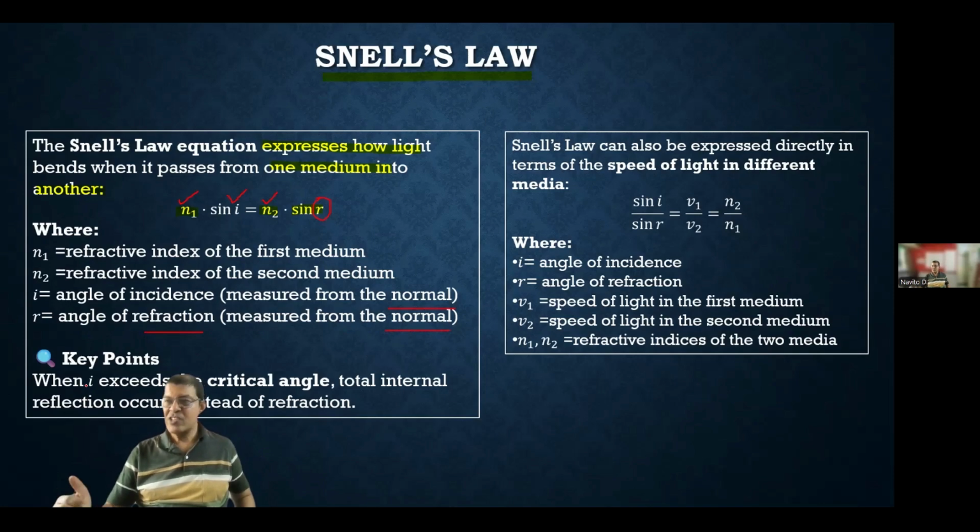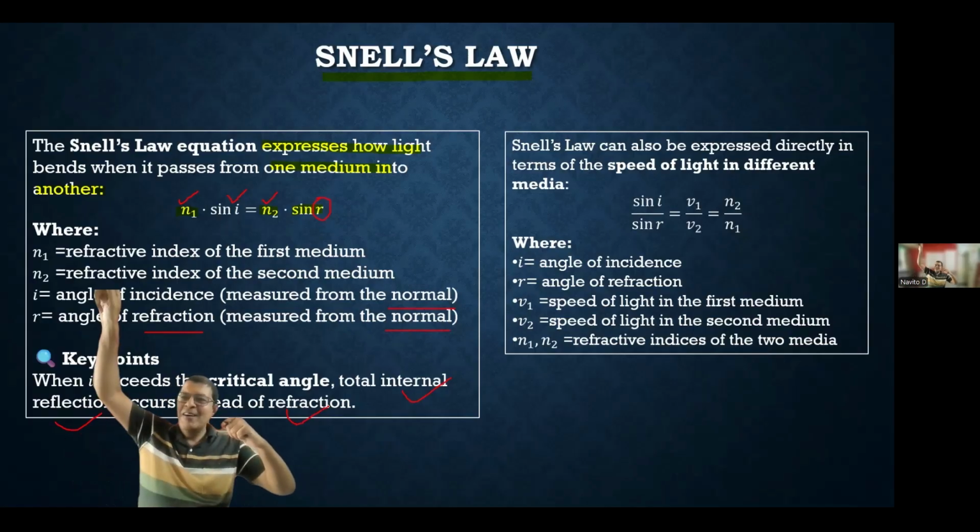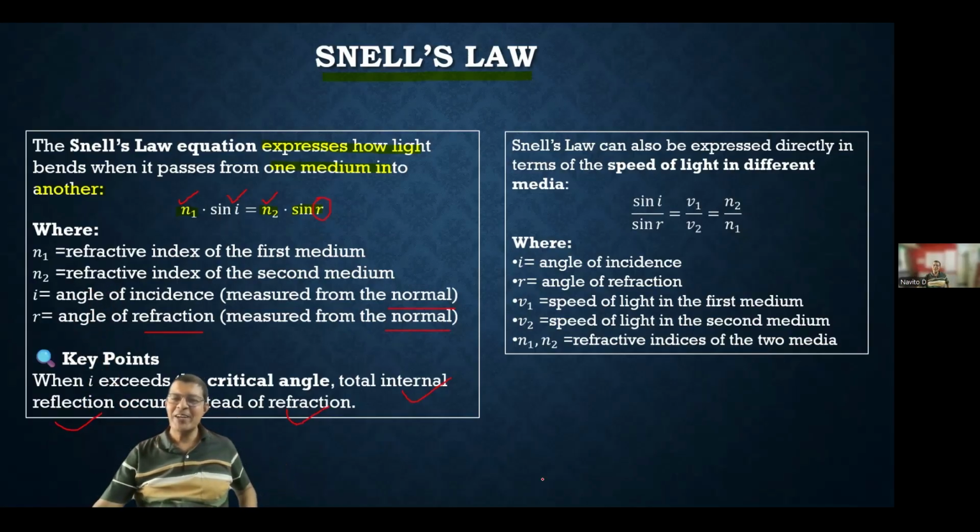Here, when the angle of incidence exceeds the critical angle, total internal reflection happens instead of refraction. Refraction doesn't happen when the angle of incidence exceeds the critical angle. That means instead of light actually bending inwards, it will reflect away. If you take a slab of glass here and the angle of incidence exceeds the critical angle, then what will happen?